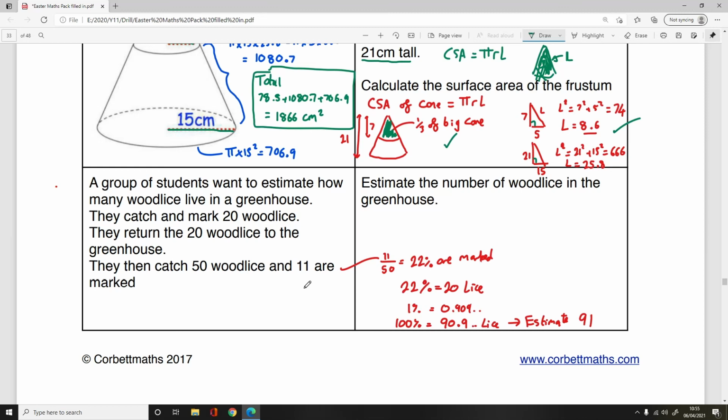what you've established, or what you can roughly say, is that in your second catch, 11/50ths of the woodlice were marked, or 22% of the woodlice. So those 20 that you marked represent 22% of the total, and then we can work backwards from there. We can divide by 22 to say that 1% of all the woodlice must be 0.9 of them, and so times by 100 will give us 100% is 91, or 90, I would accept, lice in total. So it's a reverse percentages question, just very carefully cloaked.